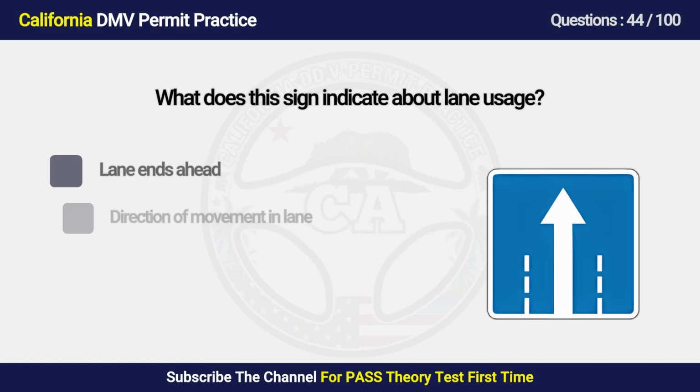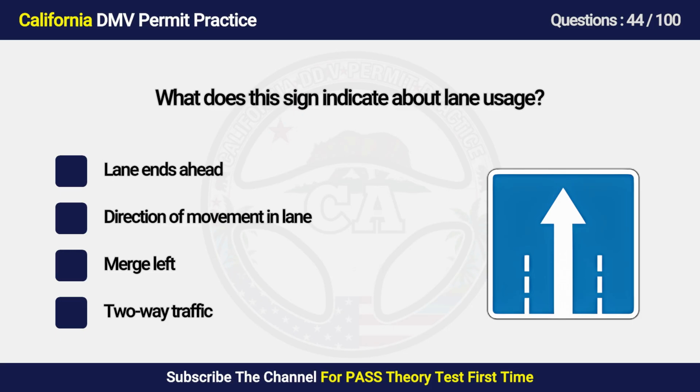Question 44. What does this sign indicate about lane usage? A. Lane ends ahead. B. Direction of movement in lane. C. Merge left. D. Two-way traffic.